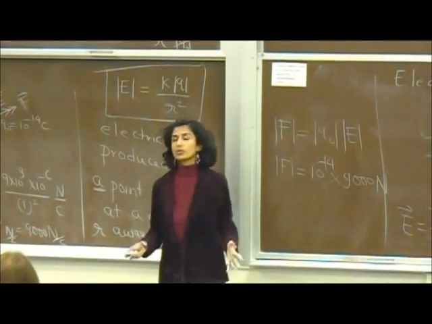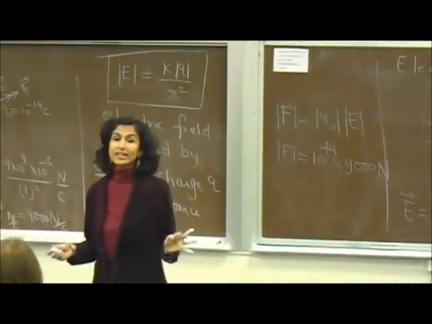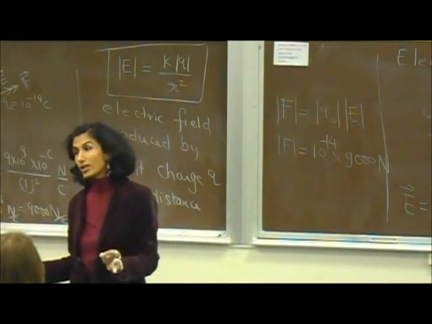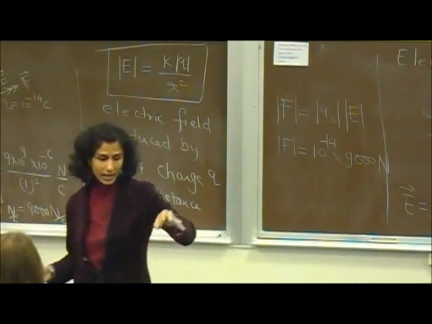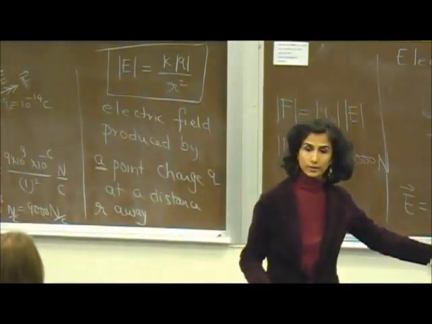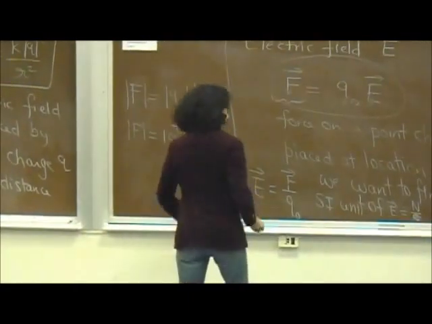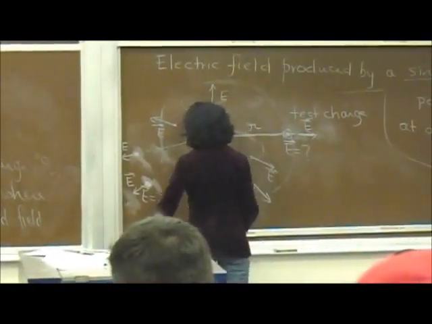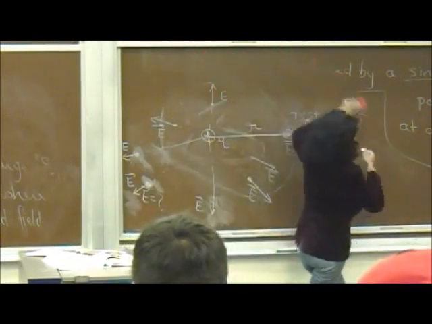Now let's use superposition principle to find the electric field due to many charges. We'll go slowly, so let's this time try to find the electric field at this location, maybe due to the charge on that and on something else over here. And again, the ideas are very, very similar to what we have discussed for forces.